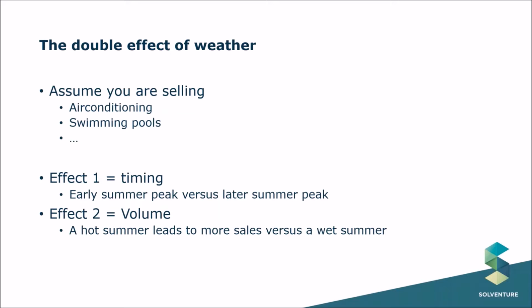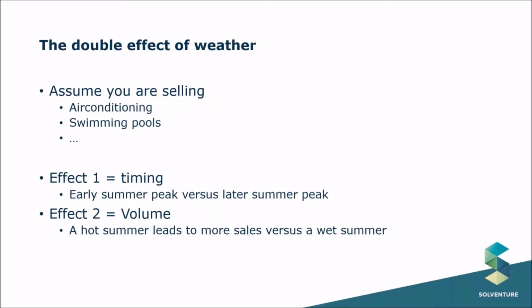A second effect is simply the volume. If I have a hot summer, I will most probably sell more air conditioning compared to having a very weak, cold and wet summer. So we have a timing effect, but we also have a volume effect. And depending on how important these effects are, it may simply be impossible to come to a good forecast, and we will try to give two examples later on.